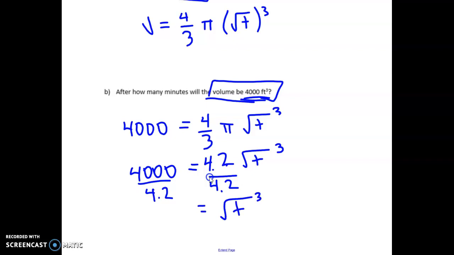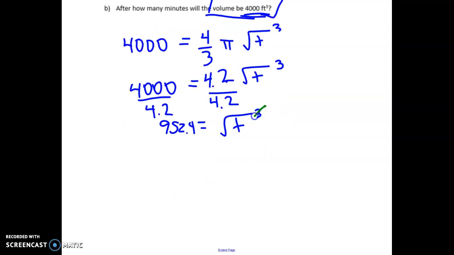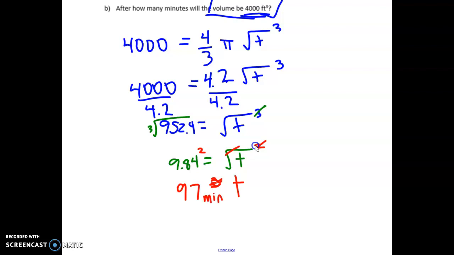Okay, so first we may want to get rid of the cube, but in order to get rid of the cube, we would need to cube root. So when we cube root 952.4, what do we get? About 9.84. But then we have to get rid of this square root, so we'd square both sides to get rid of the square root. So 9.84 squared should be approximately, I'm going to put a squiggly equal sign in here because it's a little bit off, I got approximately 97. So approximately 97 minutes to fill a volume of 4,000 feet cubed.